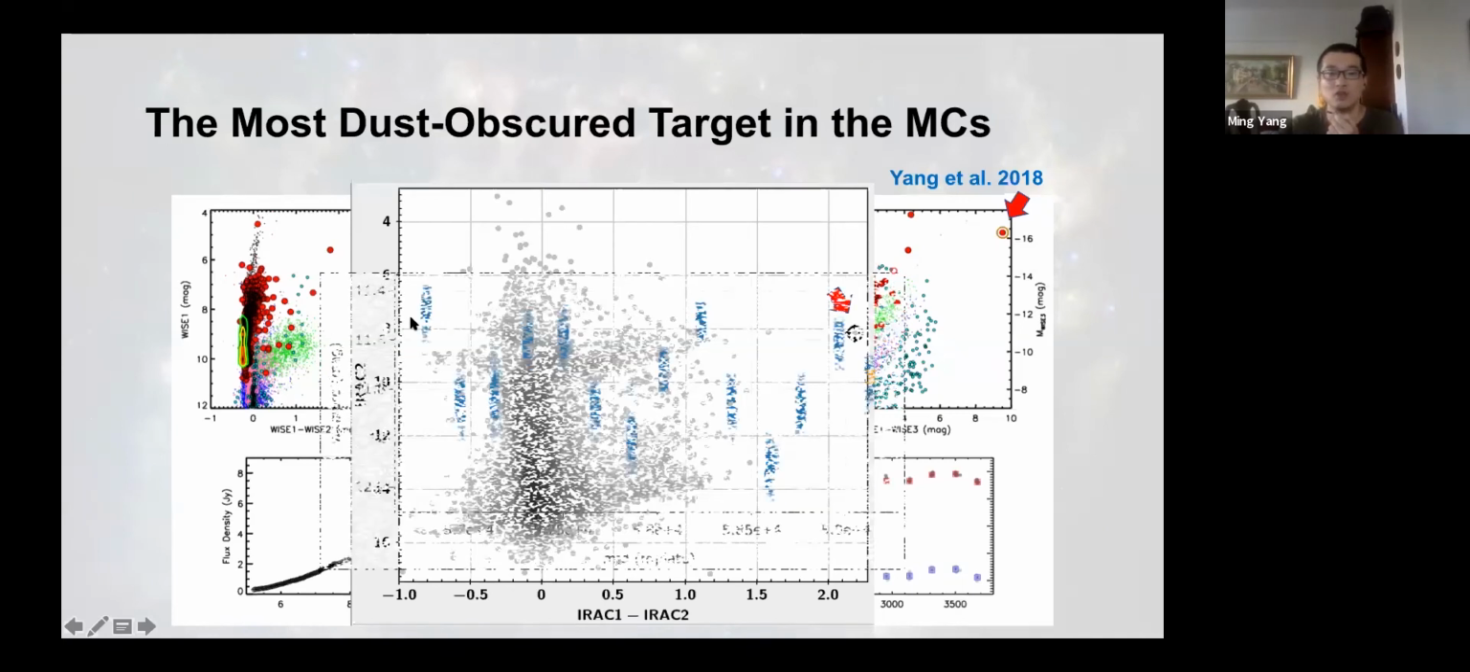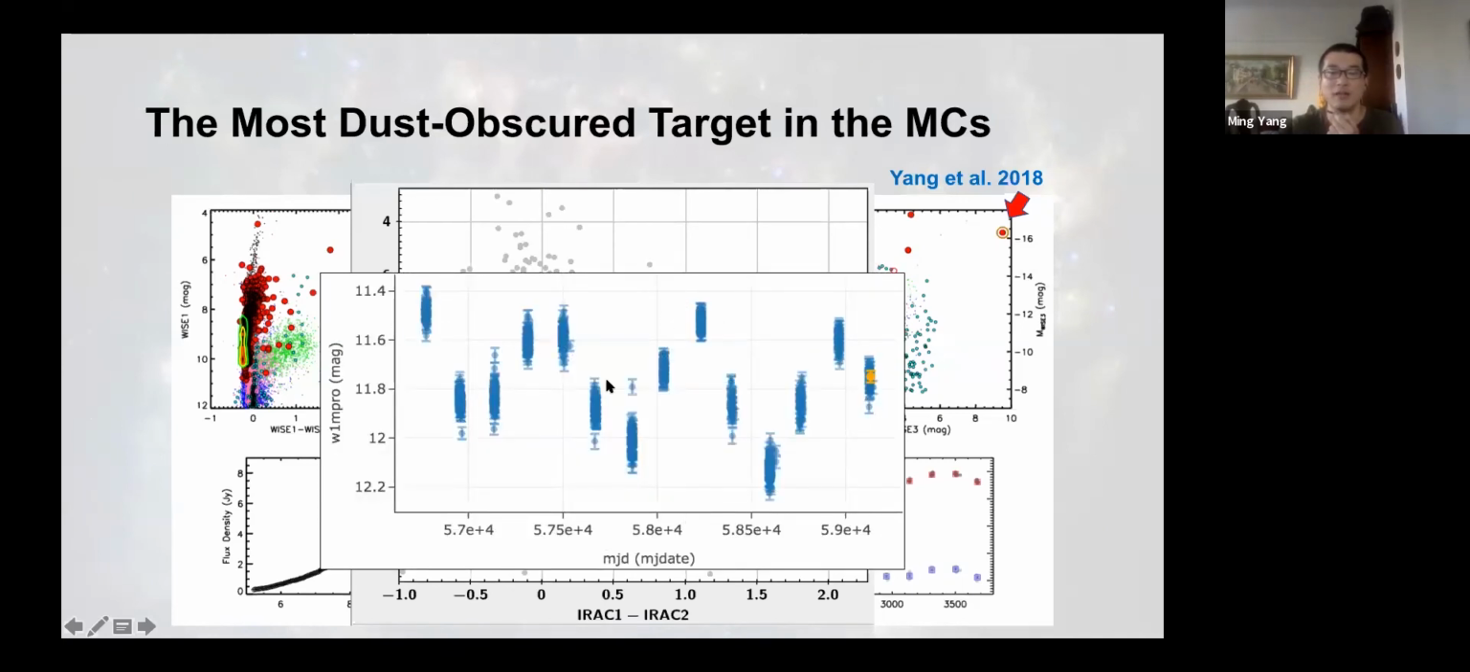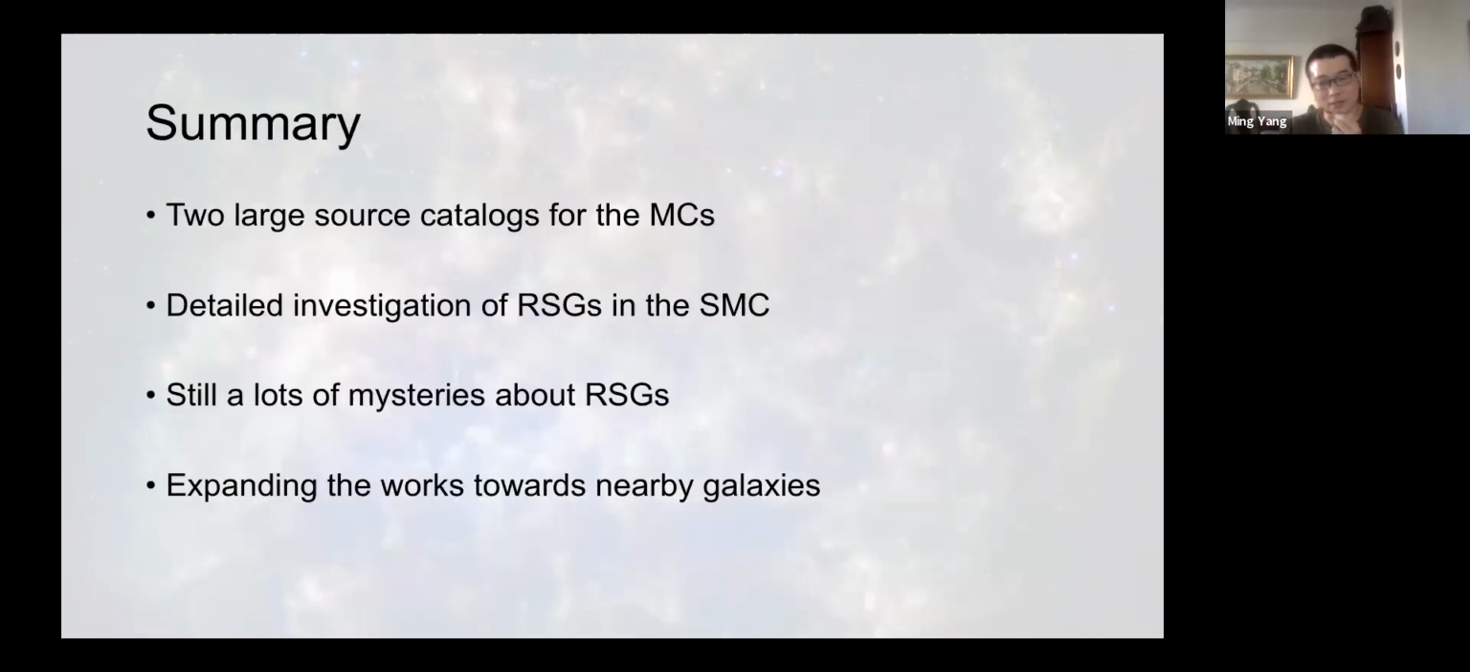It also shows the mid-infrared light curve from NEOWISE. It's a semi-regular variable. So probably it's some kind of super AGB or a red supergiant star before the explosion. So this is my final summary. Thank you very much.